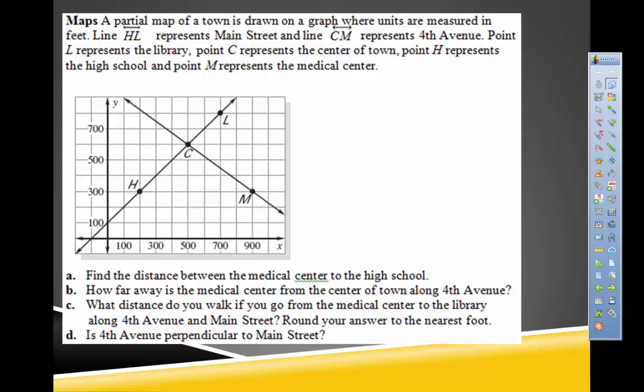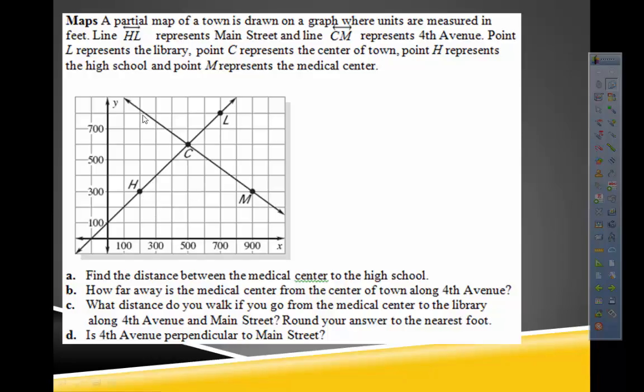Alright, so let's take a look here at an application problem. Here we have a partial map of a town that's drawn on a graph where units are measured in feet. Line HL represents Main Street, so that's this street here.